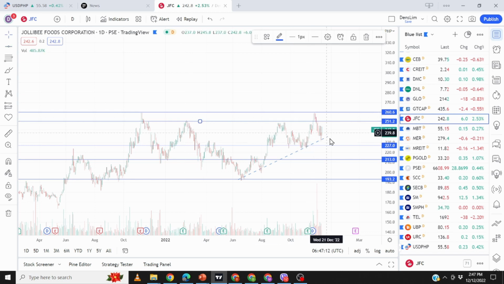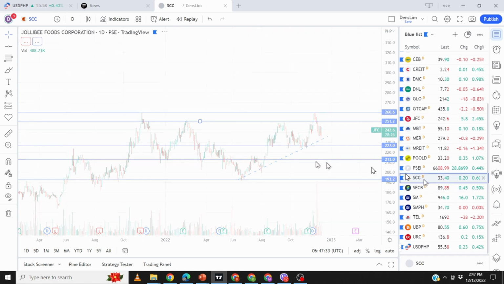Is this a false breakout? Could be, or it could be just that it hit resistance at 260. Is it testing support here and going to the upside in the coming weeks? We don't know, right? But at least now we have a more informed way to look at the price action of Jollibee, right?